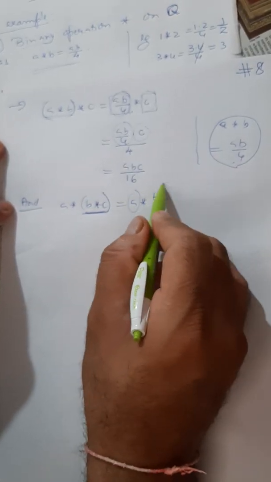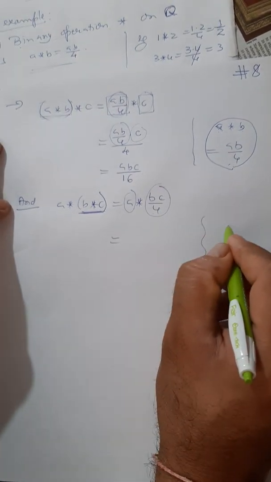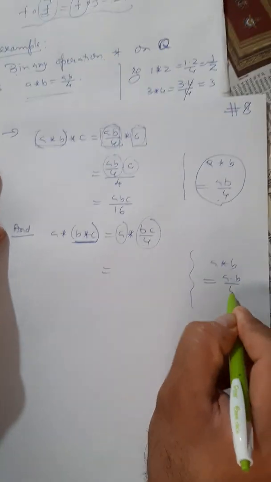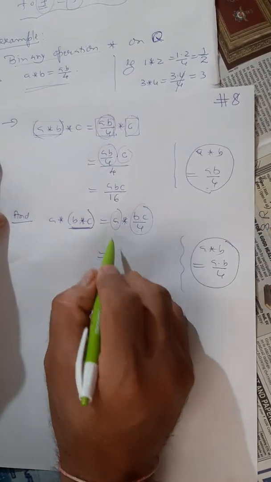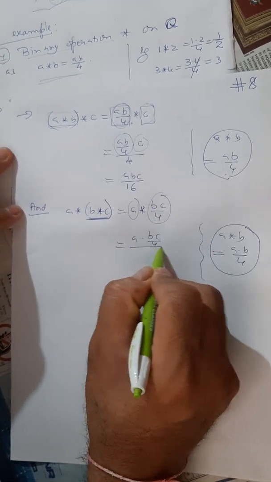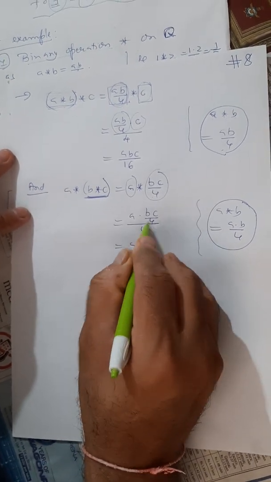Now this is A, this is B. Again you apply the same operation. What's the rule again? If you have A asterisk B, then first into second by 4. This is given to you. So first into second, that is BC by 4, the whole by 4. So finally you will get ABC by 16.